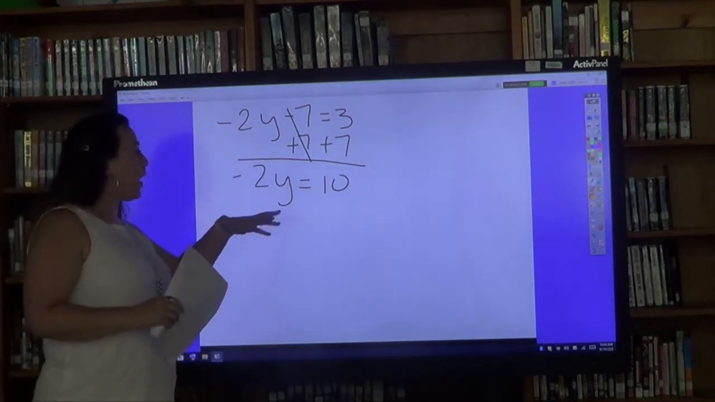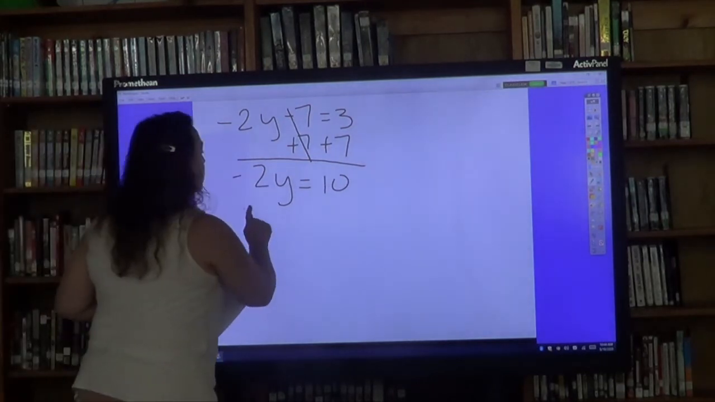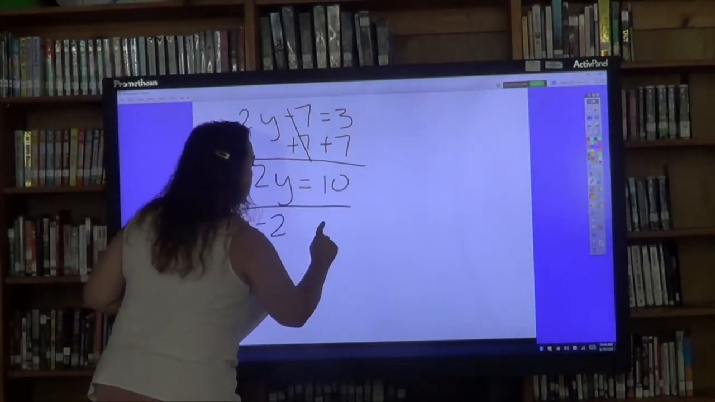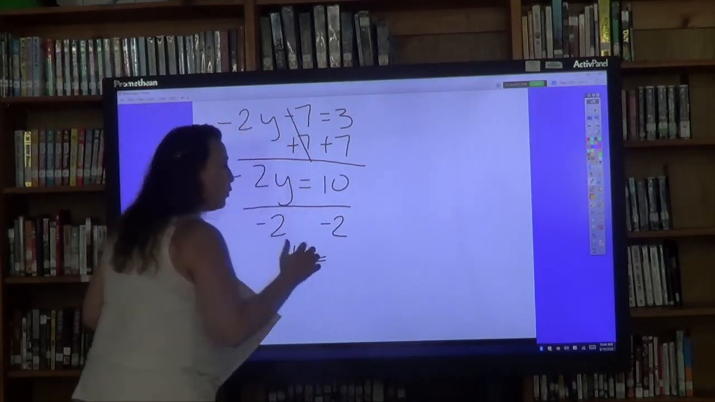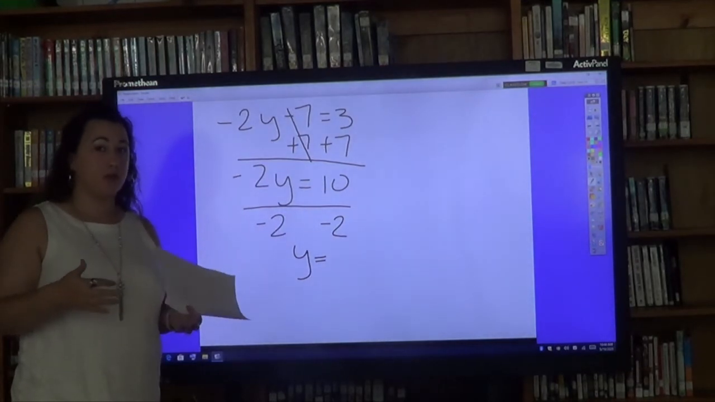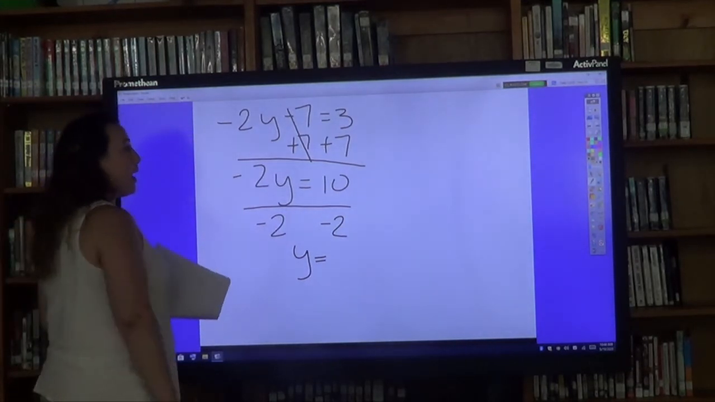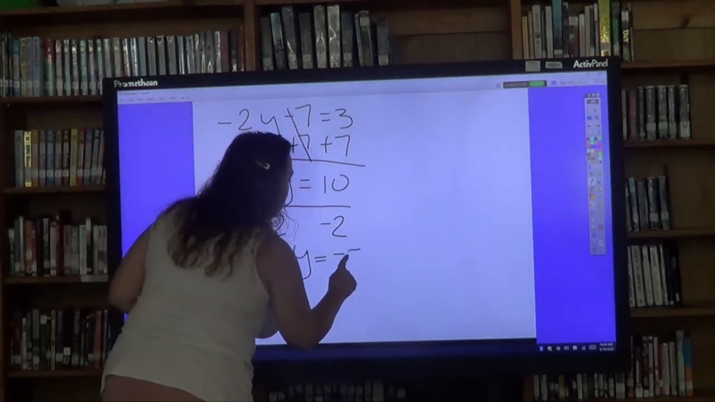All right, so now I have a simple equation. Again, you have to do the inverse, so I'm going to divide this by negative 2. Don't forget your sign rules. When you multiply and divide, if your signs are different, your answer is going to be a negative. I have a positive 10 and a negative 2, so my answer is going to be negative 5.